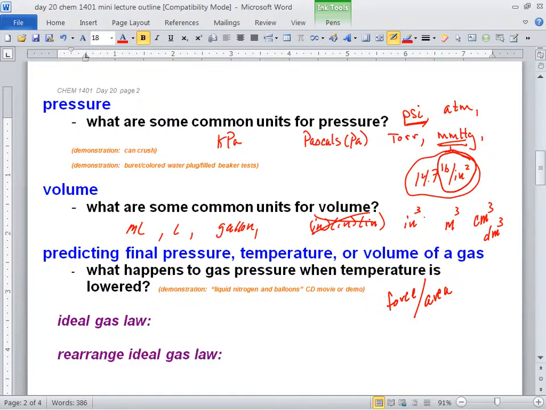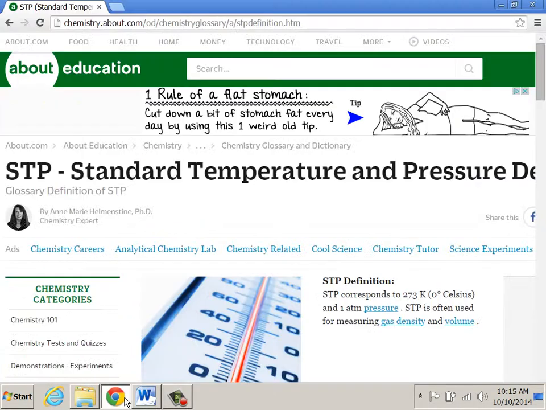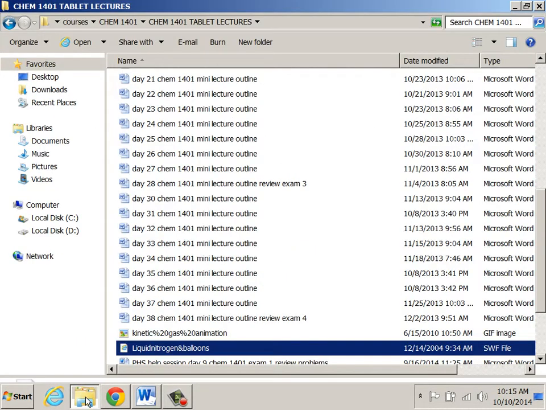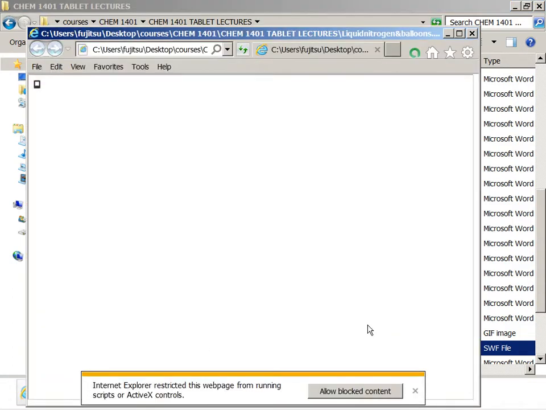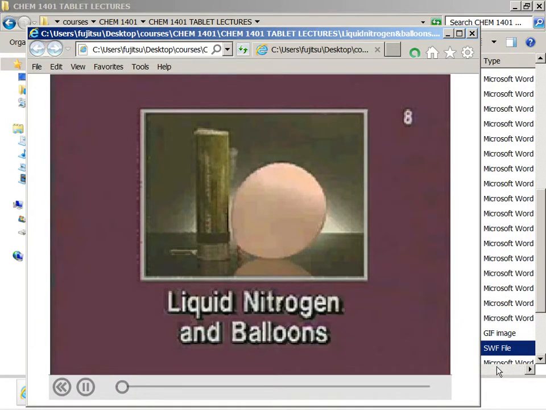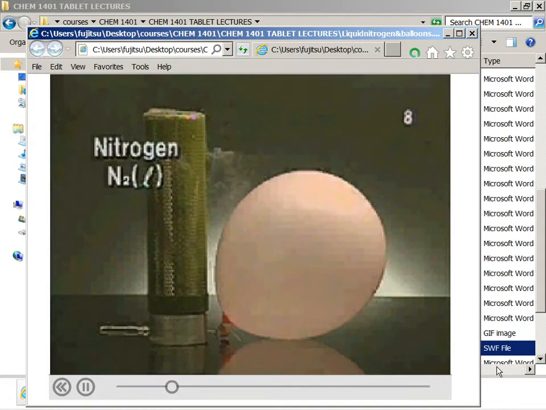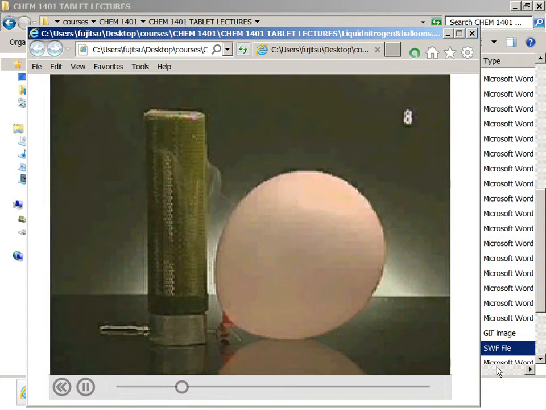So we don't have any liquid nitrogen. I just checked this morning, but I found a video on it. Let's see, that ain't it. Here it is. The Dewar flask, or thermos, contains liquid nitrogen at a temperature of 77 Kelvin. The balloon has been blown up with air.